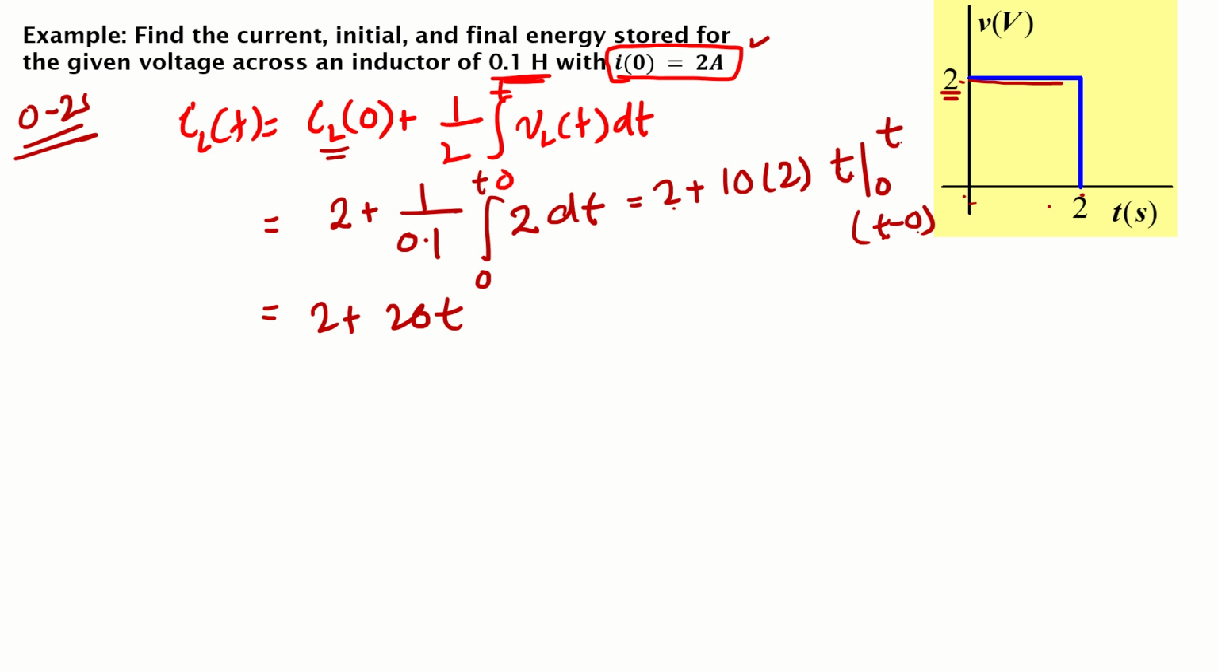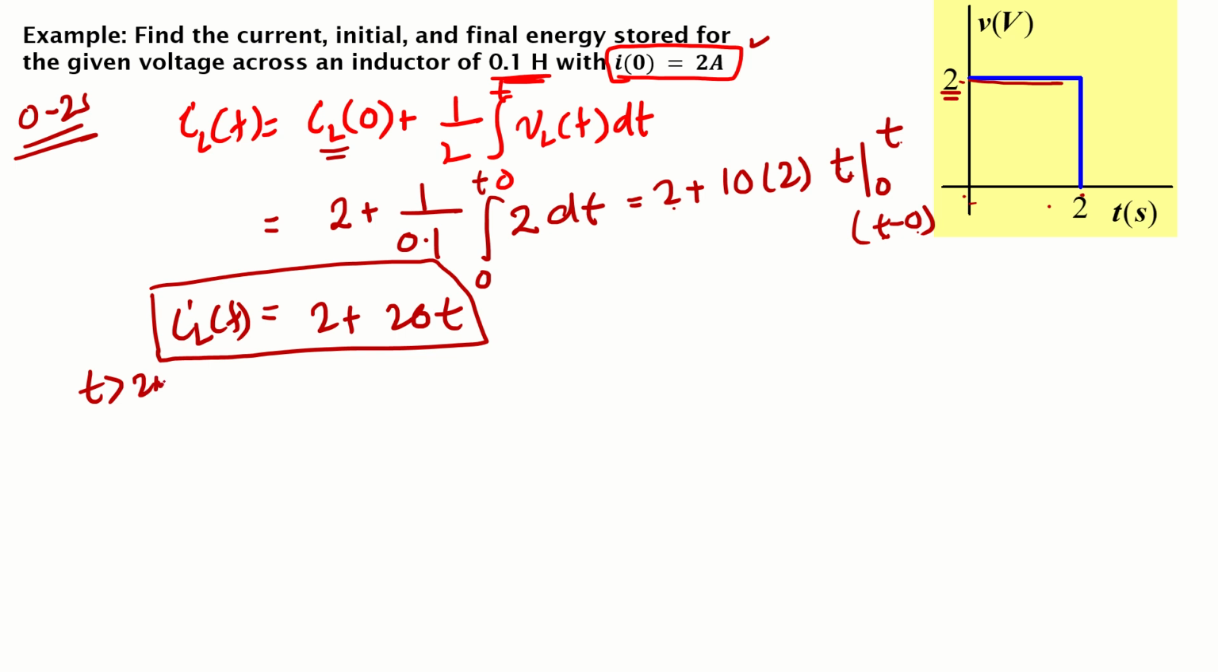Alright, so let's move on. So this is the current for the given interval, 0 to 2 milliseconds. Now if we talk about time greater than 2 milliseconds, what will be the current? Again we need to write the formula, right? For that case, the current will be the initial current. Now we are talking about t greater than 2.